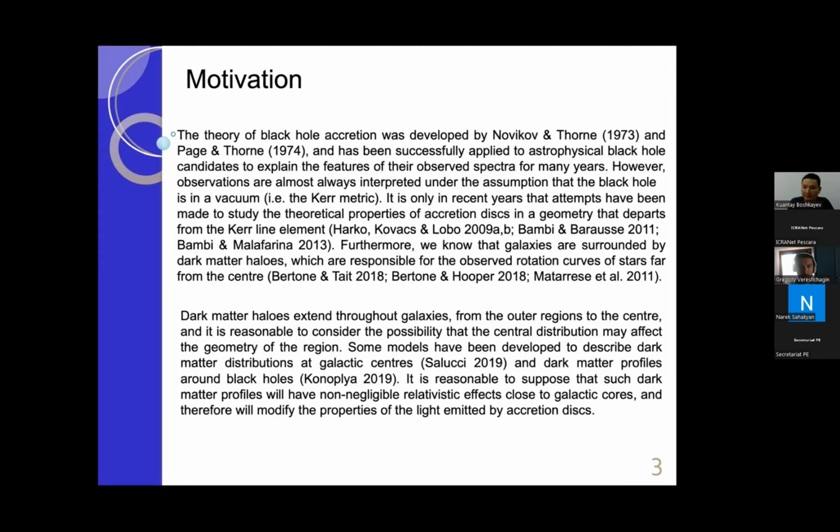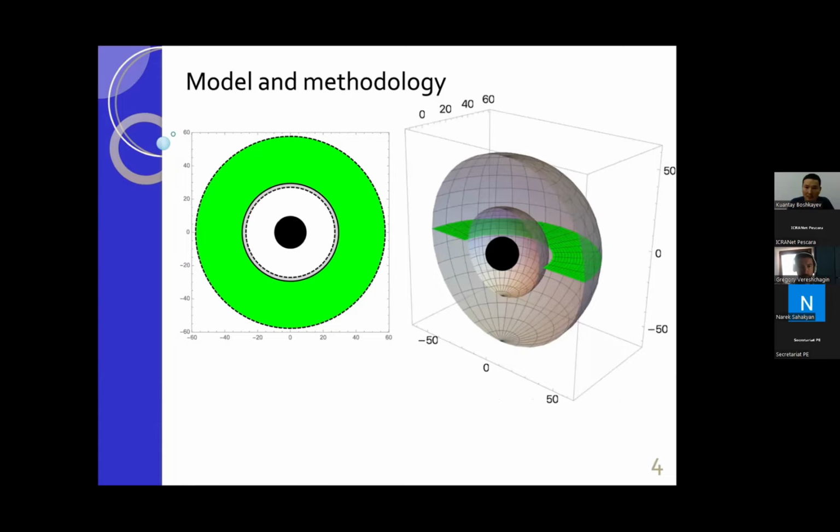So in this work, we have the following model. We consider a supermassive black hole with a central sphere in this picture. This is a three-dimensional picture, and this is a two-dimensional cross-section.